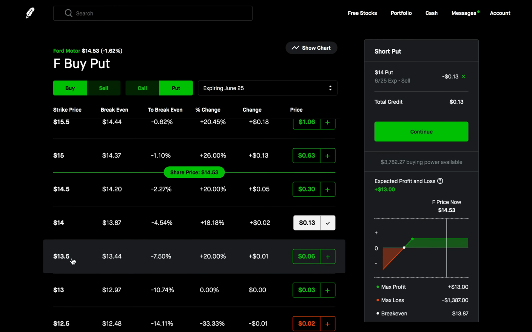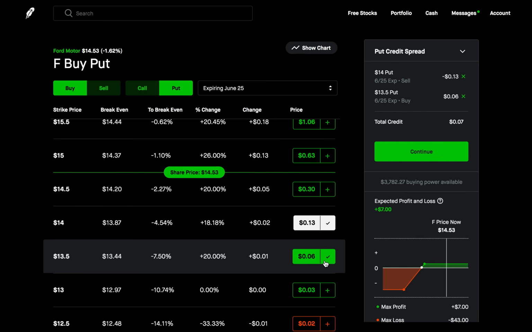I'm just going to go right to the next one that's right below it, the 1350 strike, and I'm going to buy this put. Now I'm going to buy an option, so you have to pay the premium. You have to pay 6 cents per share here, or $6, to buy this put option. Now this is a put credit spread.